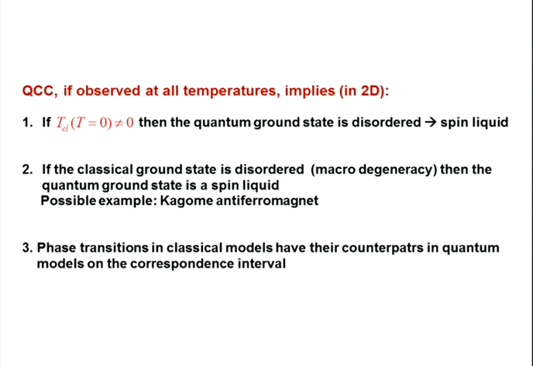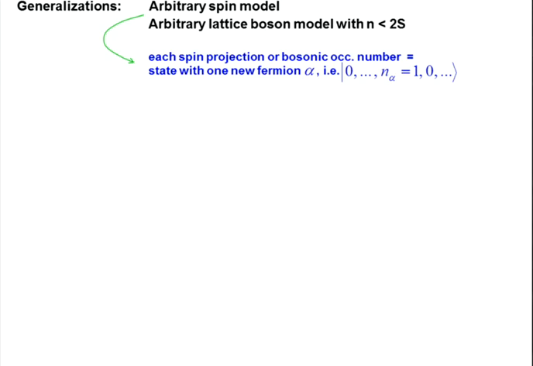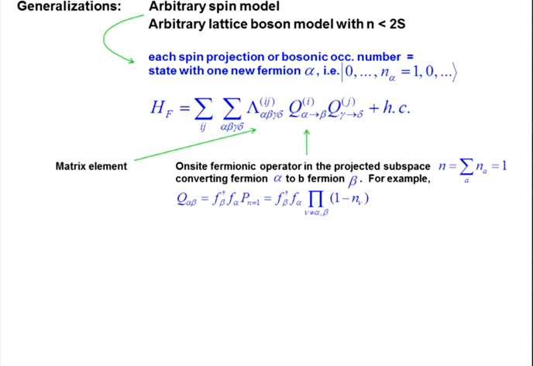Okay, so that's with regards to the answers. And let me just briefly mention, if I have 1 minute, that the whole technique of fermionizing spins can be generalized to arbitrary spin or arbitrary lattice boson model. And essentially it goes as follows. Any spin projection or any bosonic occupation number, you can map it to one fermion which is occupying a particular state. Okay? So every single state of the spin projection or bosonic occupation number, you map it to one fermion. Well, if you have spin 5, I will need 11 fermions to represent it.